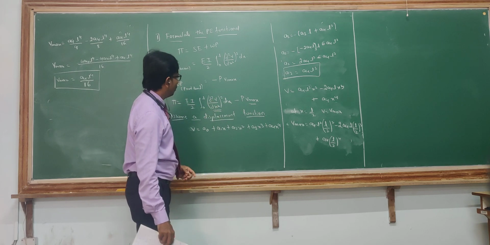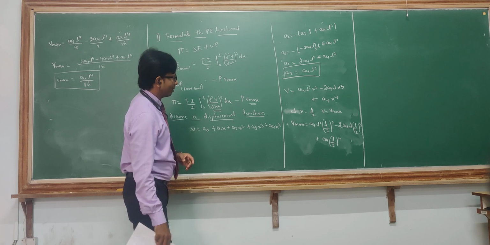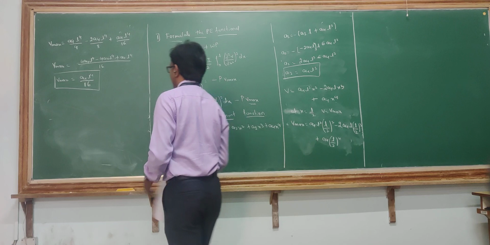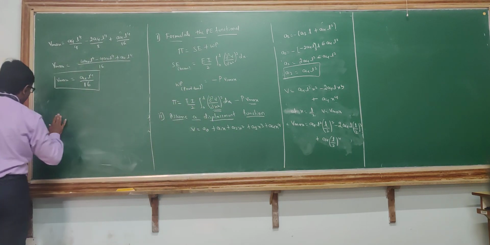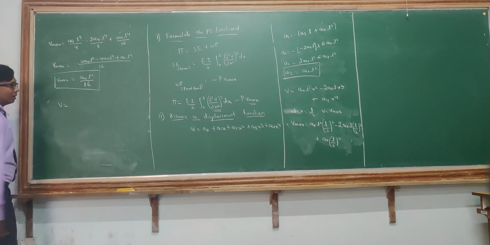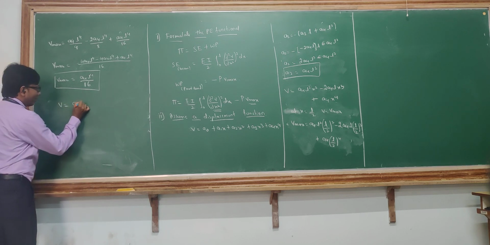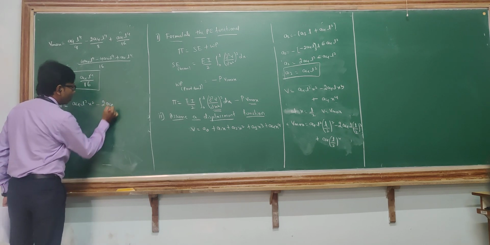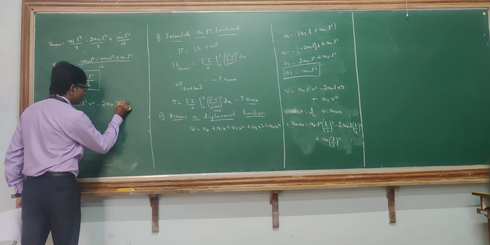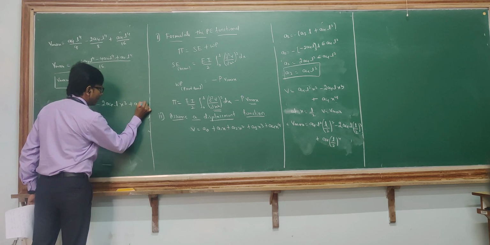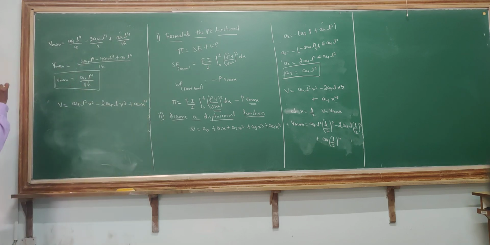Now we should get the value of dou square V by dou x square. So already you got what is V here. We know what V is. I have to just differentiate it twice to get dou square V by dou x square. So V is nothing but A4 L square x square minus 2A4 L x cube plus A4 x raised to 4. This is V here after substituting all the values.